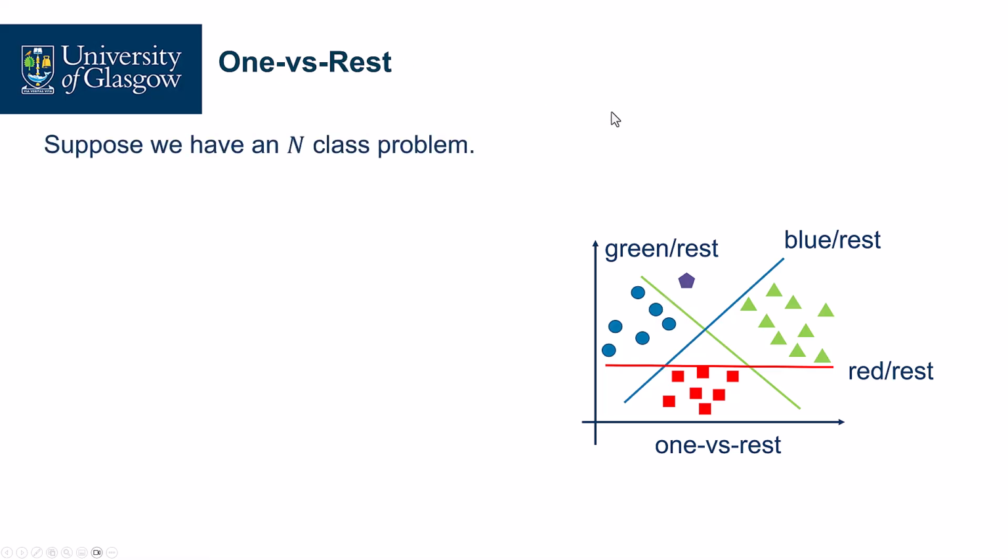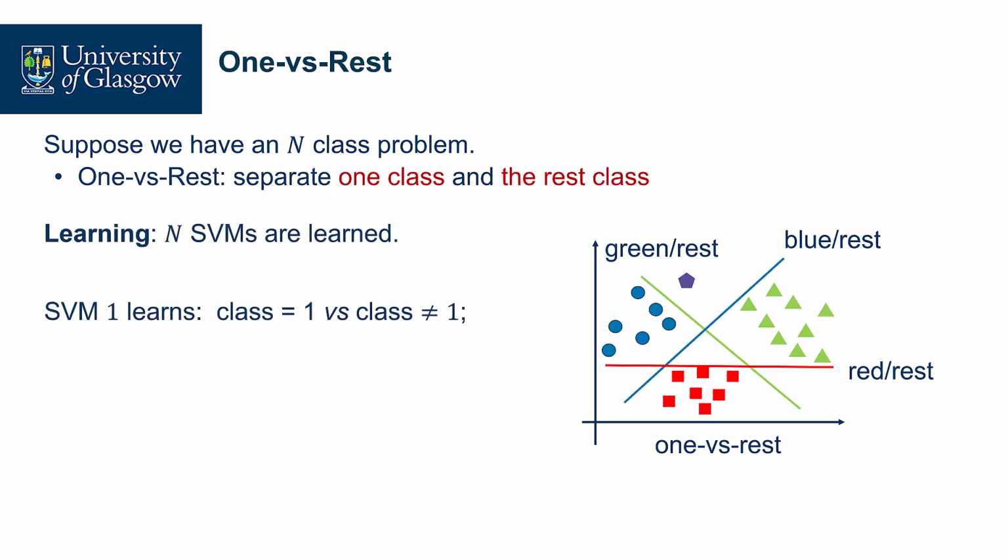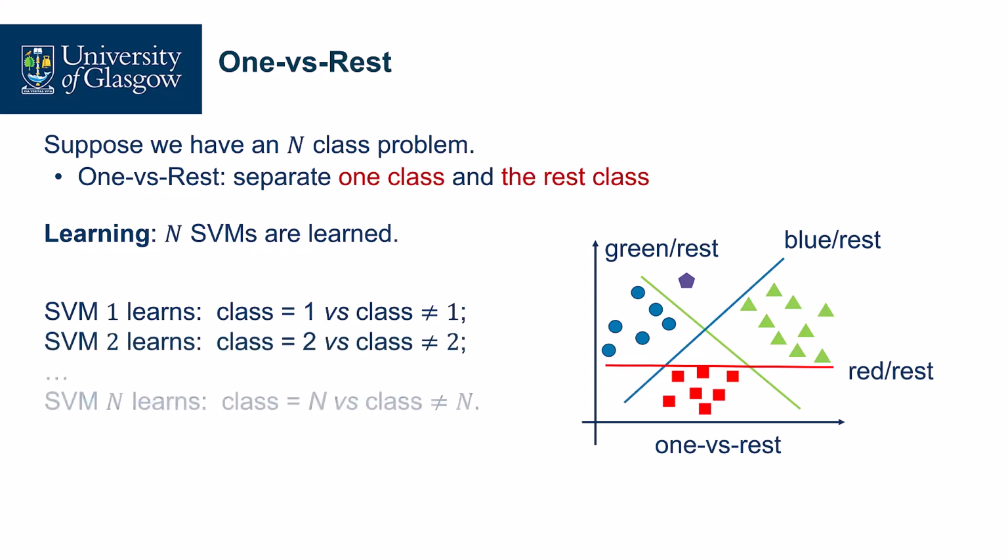Now we have the n-class problem. Here it is three classes, but this can be generalized to n classes. In one versus rest, each time we separate one class from the rest. In this way, we will train n SVMs, right? Class 1 versus not class 1, class 2 versus not class 2, until class n versus not class n, right? So the n SVMs are trained.